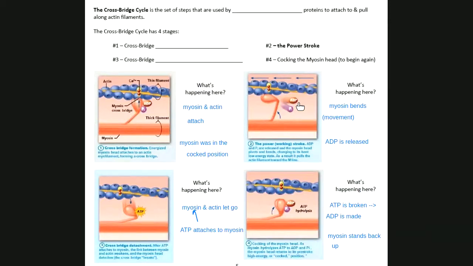Which step did we say that myosin stood back up? It got into the position where it's ready to attach to another actin. Yeah, that last one down here. Yep, cocking the myosin head.